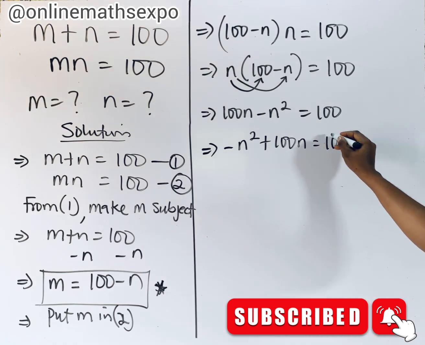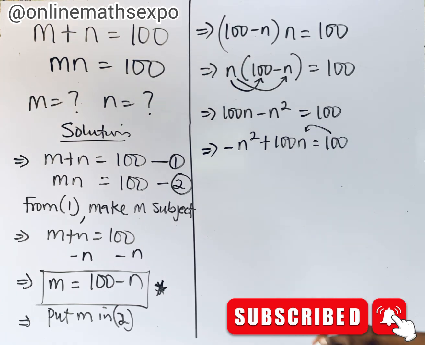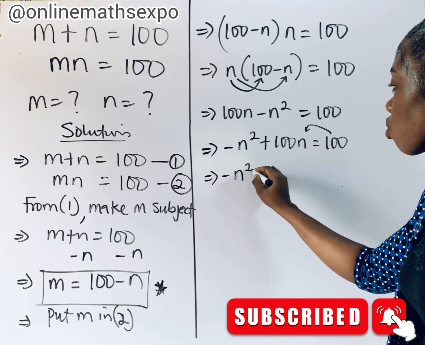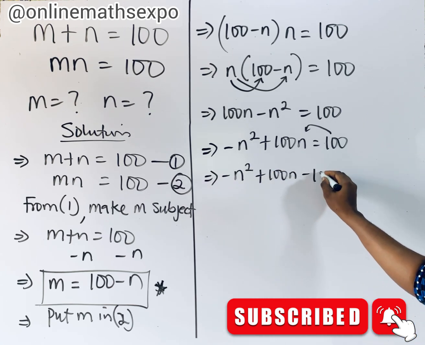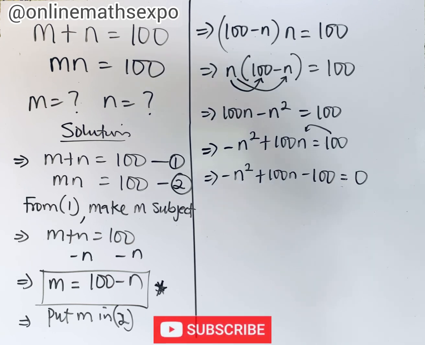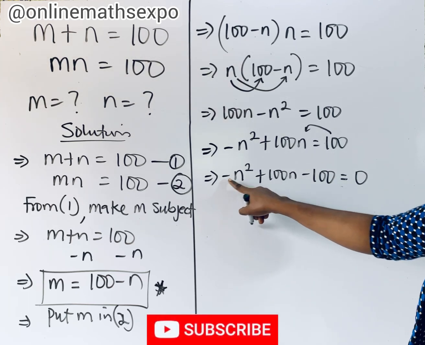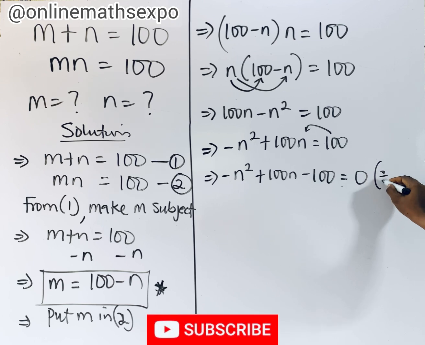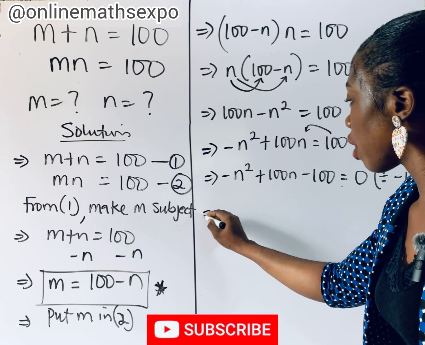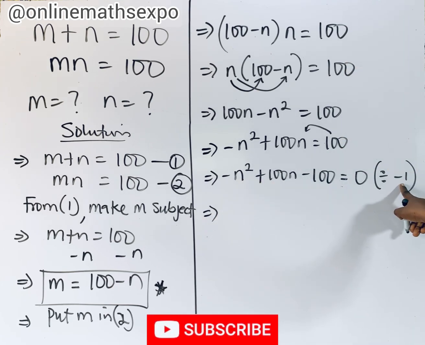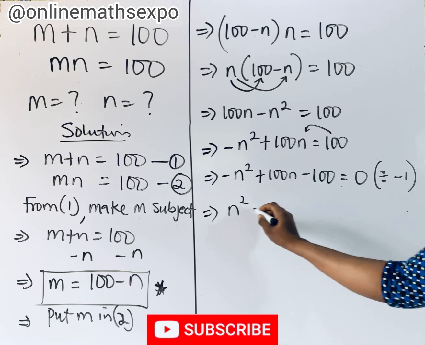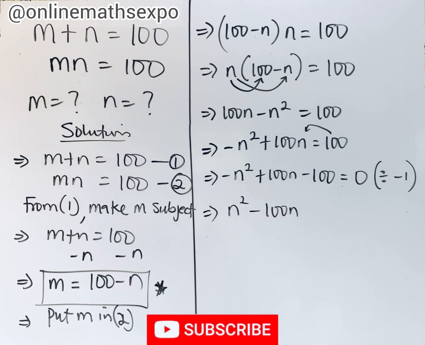To remove this 100, you are going to do what? Subtract. So we're going to have negative n squared plus 100n minus 100 is equal to 0. Now, to remove this negative sign, we are going to divide the equation by -1, okay? Divide each term. Divide this by -1, it gives you positive n squared. Divide this, we are going to have negative 100n. Divide this, we have positive 100. And when you divide 0, you still have 0.